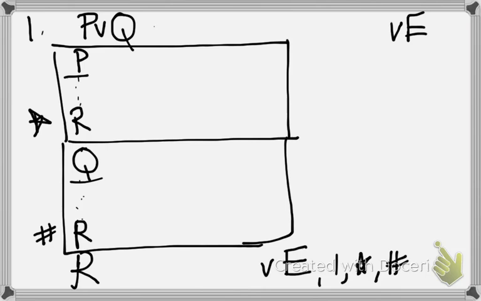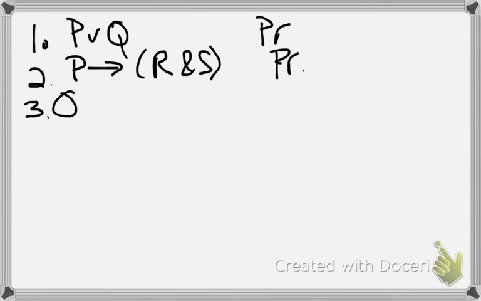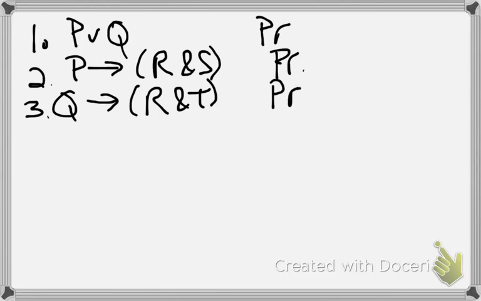Let's see how this works in a proof. So suppose we have the argument P or Q, and P leads us to R and S. If P, then R or S. And then if Q, then R and T. And so suppose what we want to derive is R.